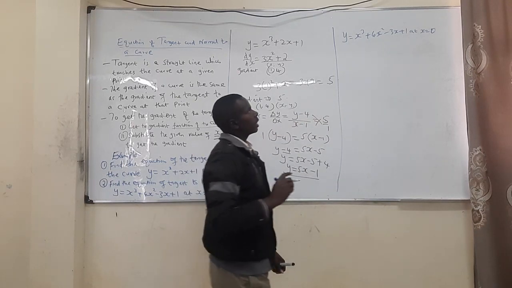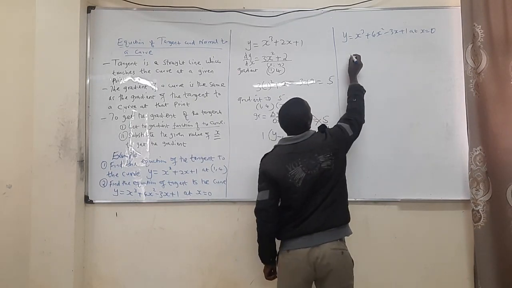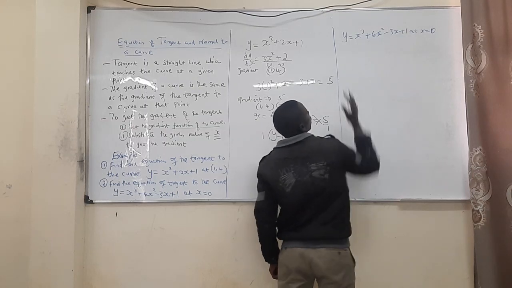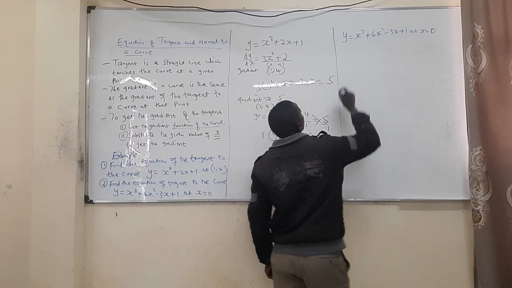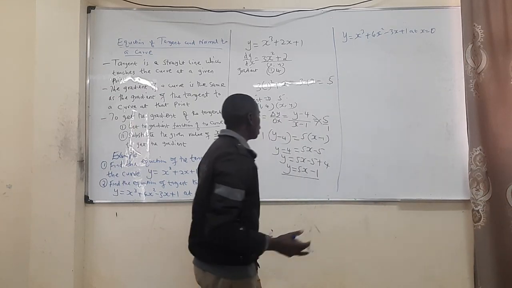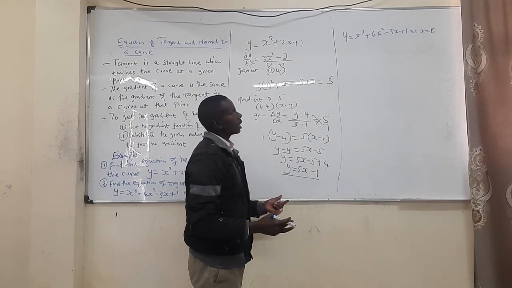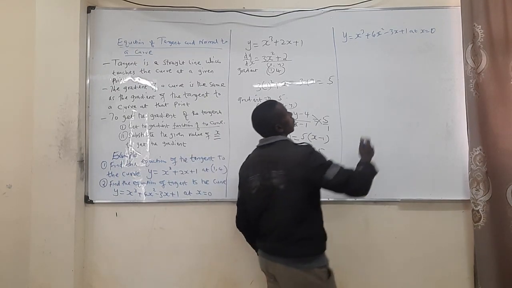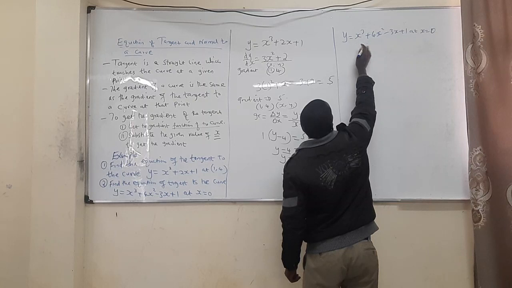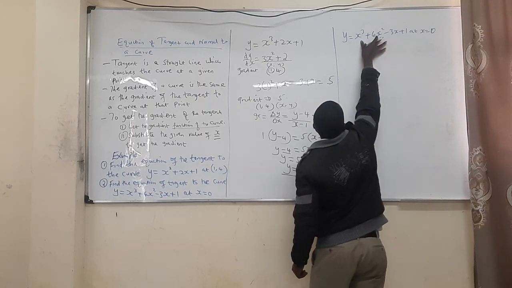So the first thing that we need to do here is to ask ourselves, when x is 0, what is the value of y before we go to getting anything else? So that you can be able to get the coordinate of that point that the tangent is passing. So we replace the values of x in our function.